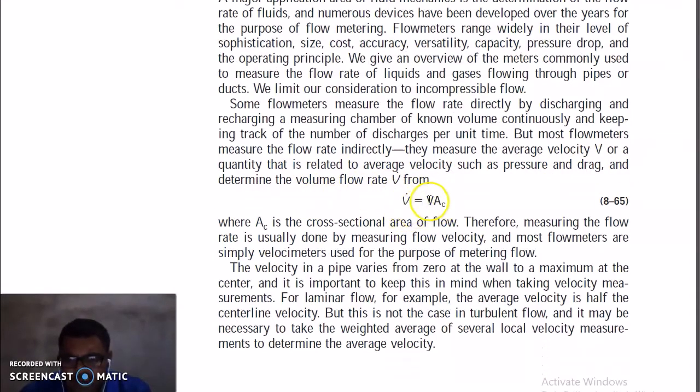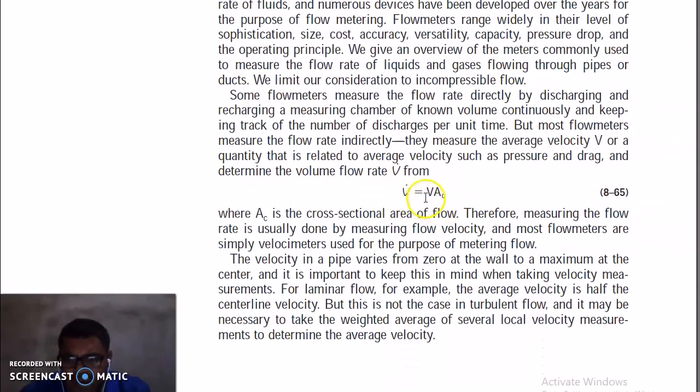So volume flow rate is equal to velocity times cross-sectional area. Now if you have to measure the velocity, you can measure the velocity at a cross section of the pipe. The velocity in a pipe varies from 0 at the wall to the maximum at the center, and it is important to keep in mind that when taking velocity measurements for laminar flow, for example, the average velocity is half of the central velocity. But this is not the case for turbulent flow. So in case of turbulent flow, we have to take a weighted average of several local velocity measurements to determine the average velocity.